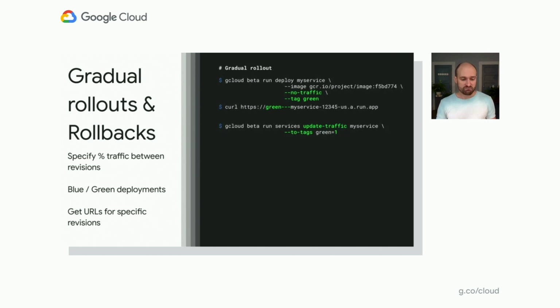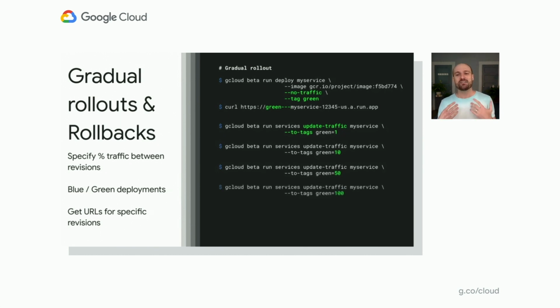Once I confirm that everything is good to continue, then it's time to send more traffic to that revision. So I'm going to send 10%, wait a little bit, double check everything is fine, send 50%, wait a little bit, check everything is fine, and finally send 100% of the incoming traffic to that new revision. By the way, at Google, we mostly do our gradual rollouts over 4 days, making sure that everything is healthy between each step.